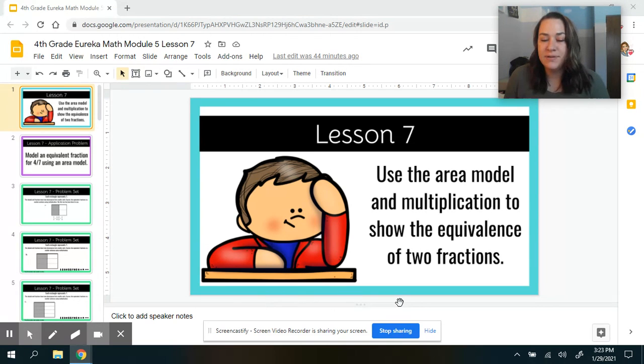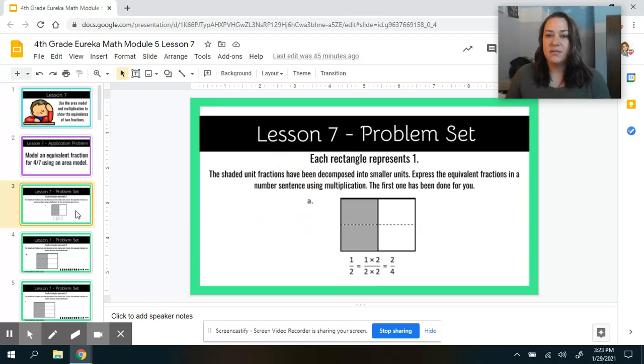So today we are going to use the area model and multiplication to show the equivalence of two fractions. This lesson is just a little bit different because we're kind of working in reverse, okay? They are going to give us the area model that's already decomposed. So imagine this down here below is not there, and they just gave us this area model.